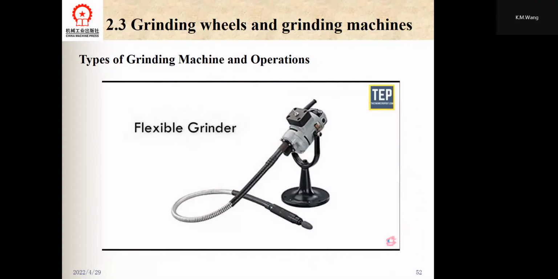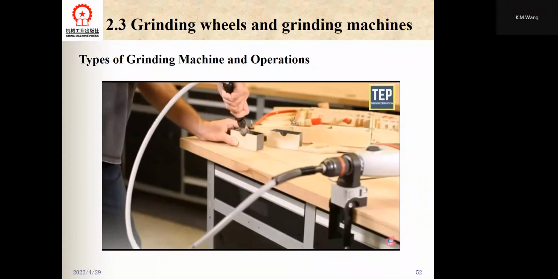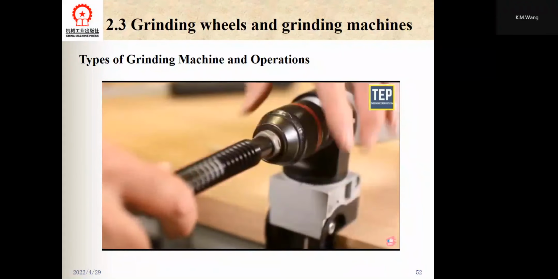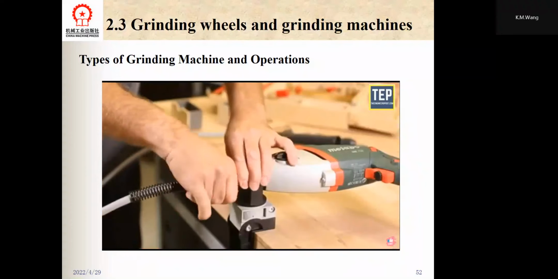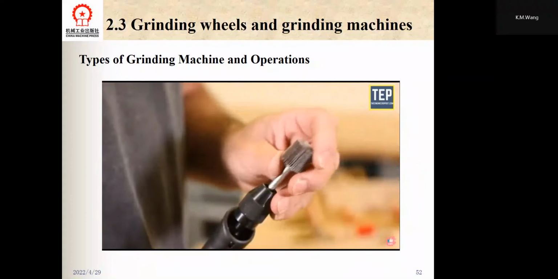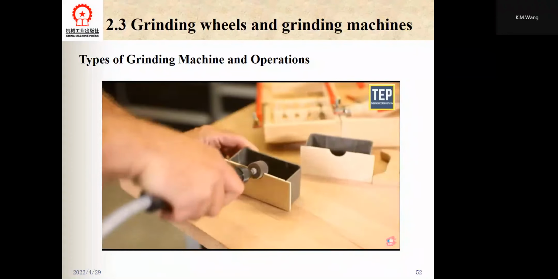Flexible grinder. In this type of grinder, an electric motor is fitted on such a base that it can be moved in any direction. A flexible shaft is fitted on the motor shaft with the help of a coupling. On one end of the shaft, a grinding wheel and handle are provided.